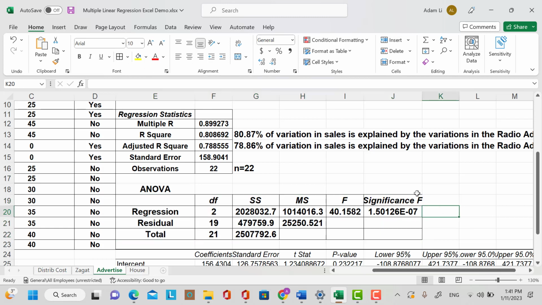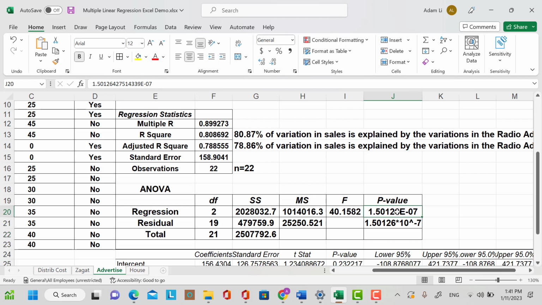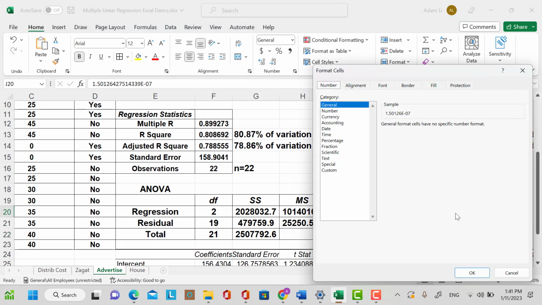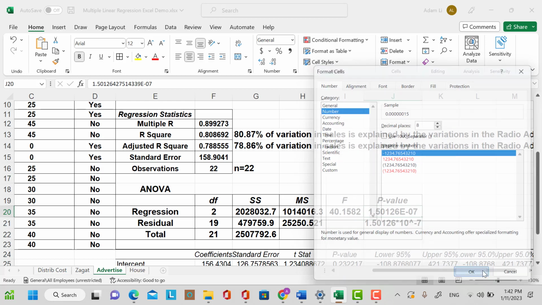So if you look at the p-value here, this significance F meaning p-value, it is basically 1.50126 multiplied by 10 raised to the power of 97. This is a very, very small number. If you want to turn it into a decimal number, you can do that. Just format this number right here, go to format cells, numbers, and keep increasing the decimal until you see all the numbers. It's such a small number.